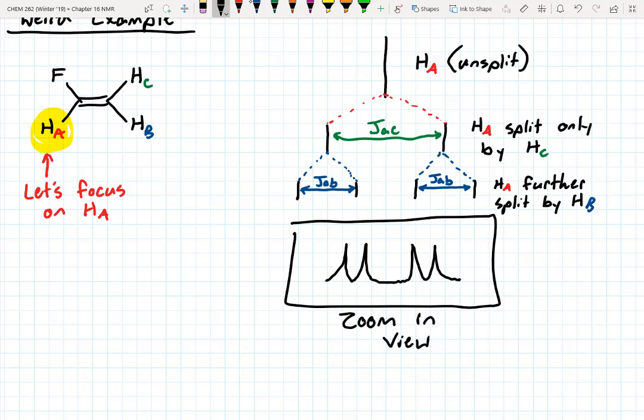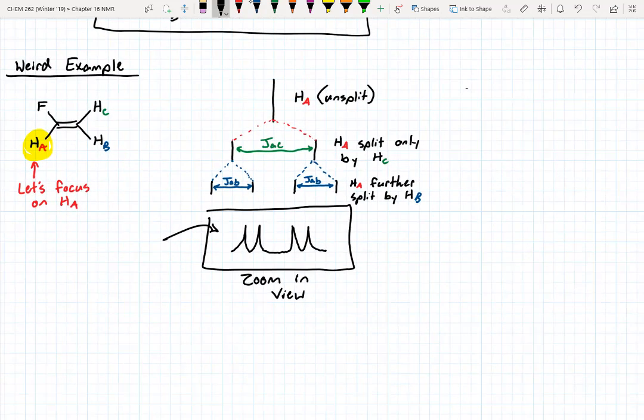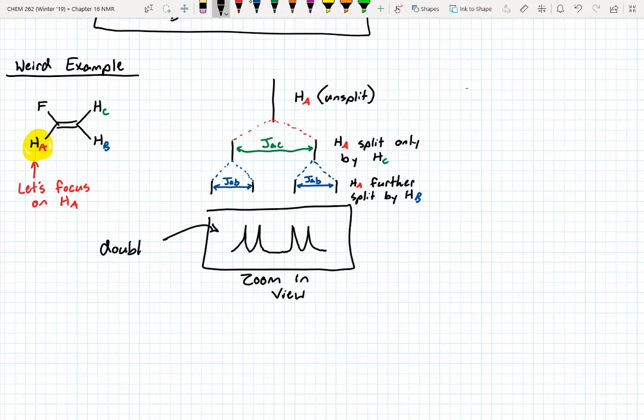Does anybody know what they're going to call this? Voodoo? It's actually way more fun than that. It's called a doublet of doublets. This is just abbreviated as DD if you ever see it in an NMR spectrum. Really, this occurs when your coupling constant for one neighboring proton is way different from another neighboring proton, so they cause this complicated splitting pattern.